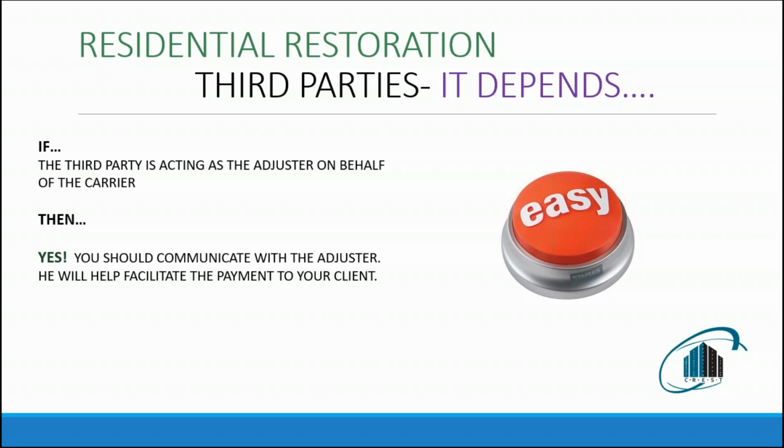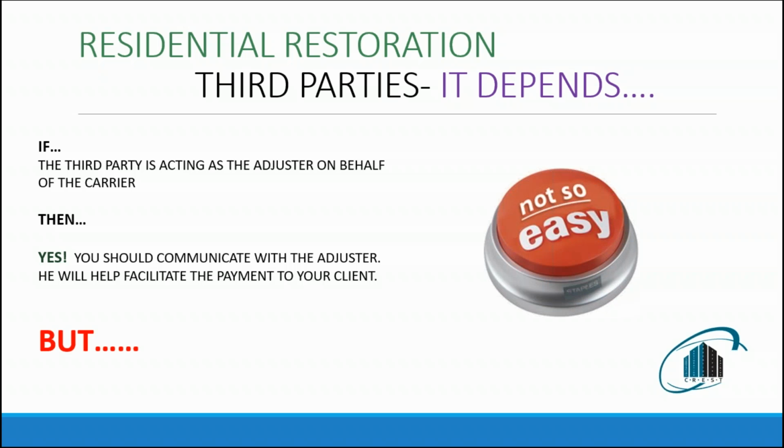It's very simple. You ask one question to whoever this third party is. You say to them, are you acting as the named adjuster on this claim? That's all you say. I'll repeat it again. Are you acting as the named adjuster on this claim? If their answer is not yes, they are not this adjuster, they are doing something else, then I think we move into the not so easy category. If you get an answer of yes, work with them. They are the one who's going to cut the check. So if you want to get your money out of your client, work with them.